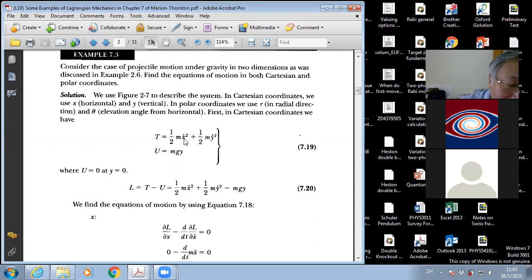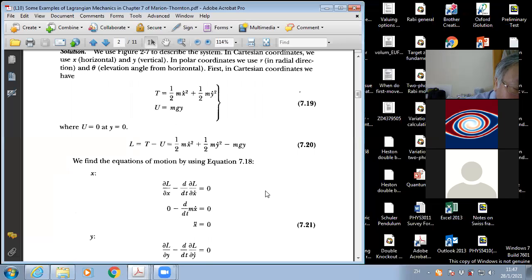The one depends on x dot, the other one depends on y dot. The potential energy term is equal to mgy. We take the potential energy equal to 0 at y equal to 0 for convenience. Then L equals T minus U, the difference between kinetic energy and potential energy. Then we apply the Euler-Lagrange equation of motion in the x direction and y direction.